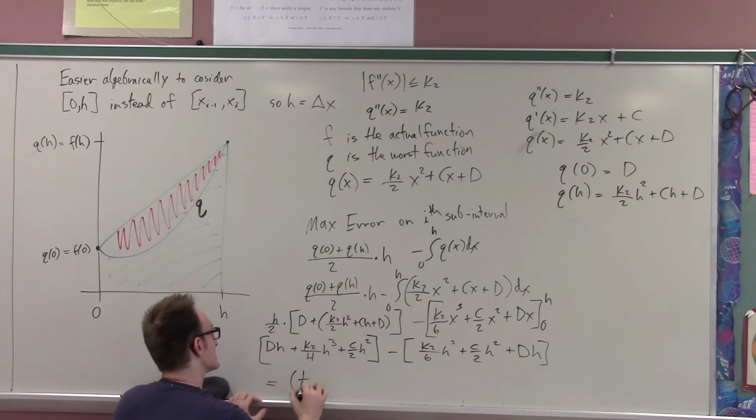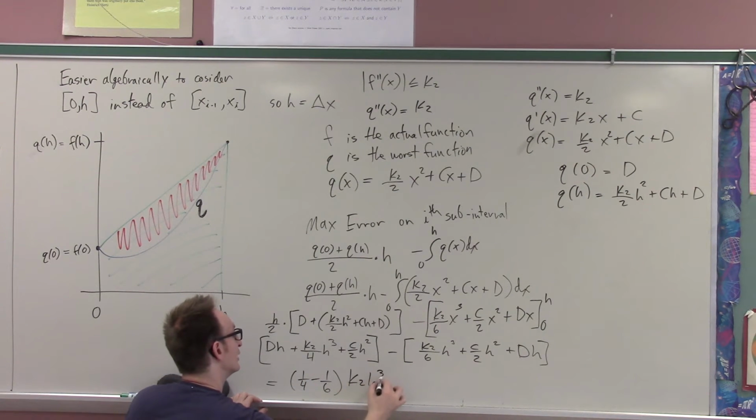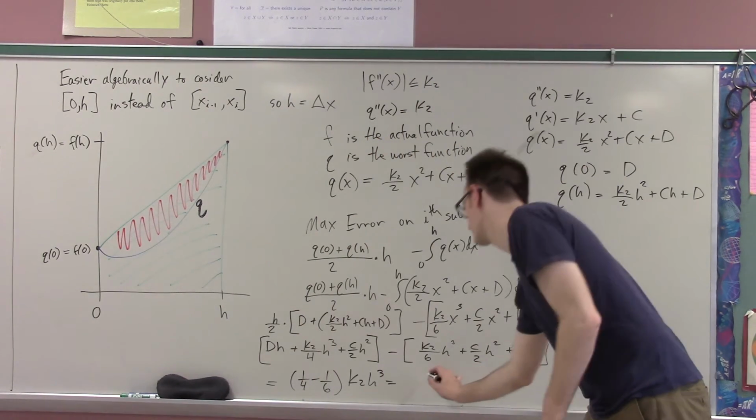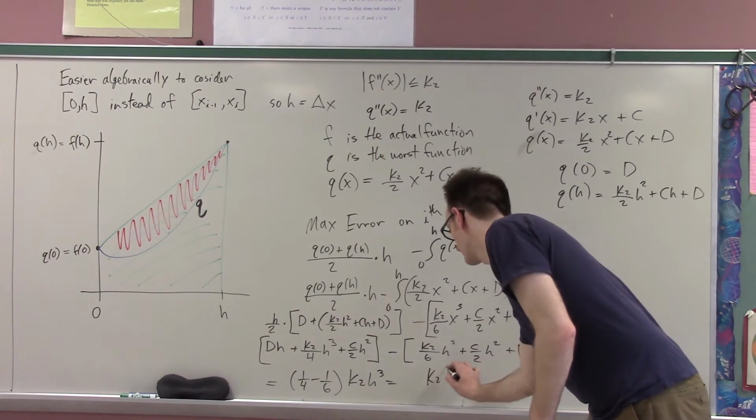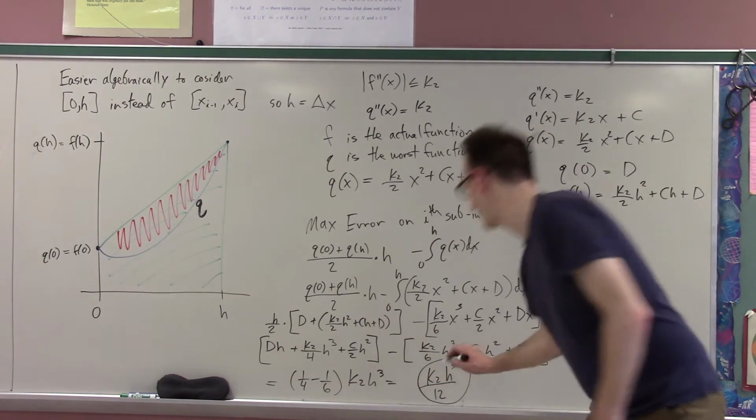Whatever a 4th minus a 6th is. 12th. K2h cubed. And yeah, that's like a 12th, right? 6 over 24ths. Okay. So, what is it that we have actually done?